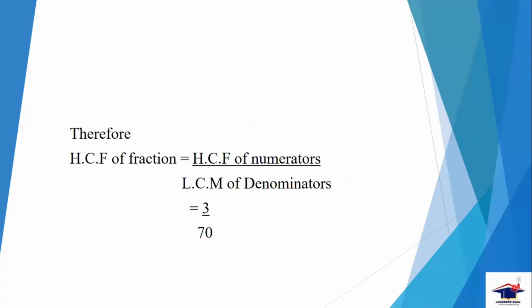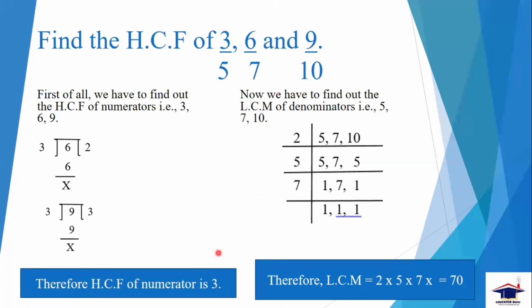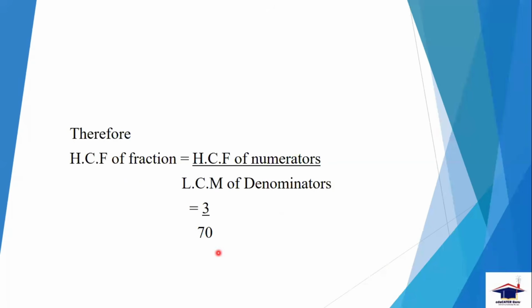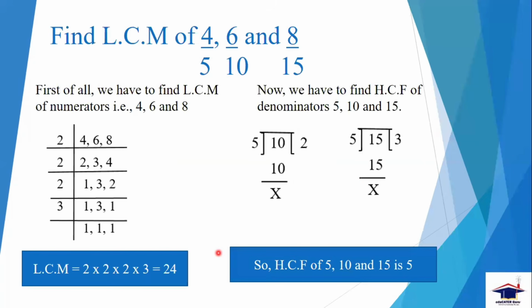Now, how will you find the HCF of the fractions? The HCF of the numerators was 3 and the LCM of the denominators was 70. So 3 by 70 is the HCF of the above fractions. For the fractions 3 by 5, 6 by 7 and 9 by 10, the HCF of these three fractions is 3 by 70. Next, find the LCM. In the previous problem, they asked for HCF. Now they have asked for LCM.